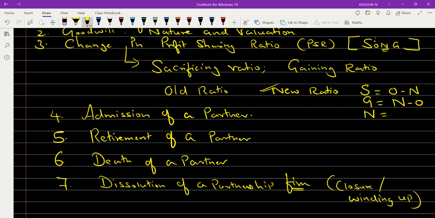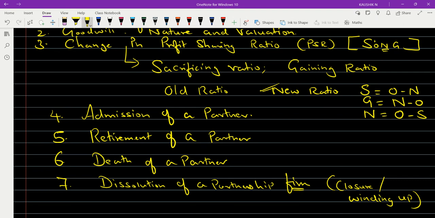What are the alphabets that you have? O and S. Okay, O and S. So that means the new ratio, if you want to find it from the old ratio, you subtract the sacrifice, then you'll come to know the new ratio. Okay, so this is the mnemonic with which we are going to work out this particular chapter.